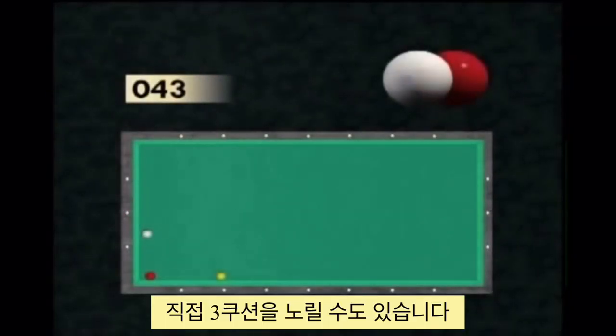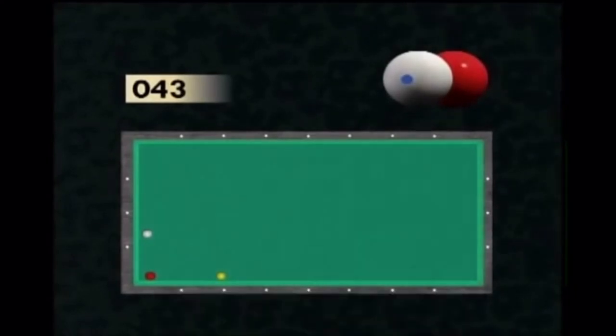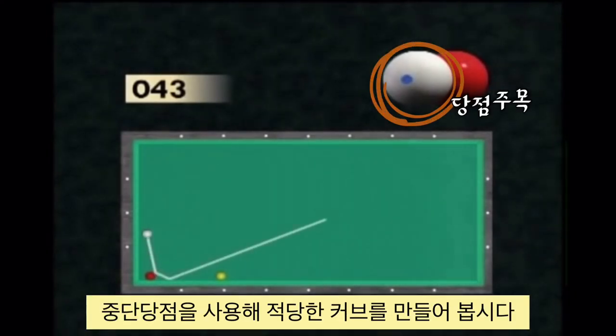It is also possible to choose the solution via three cushions by generating the curve hitting the ball centrally.